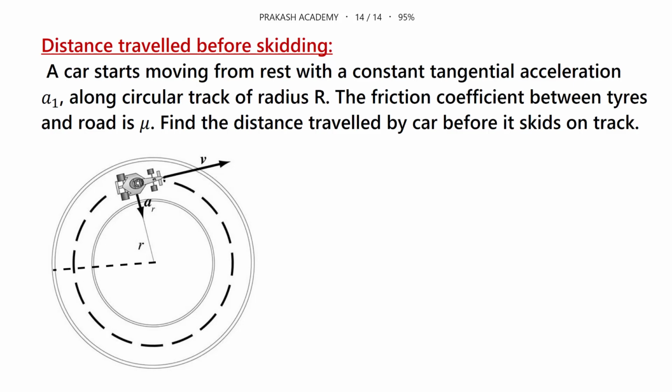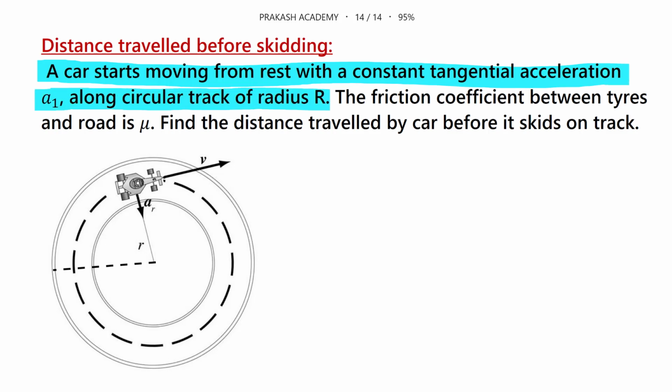Hello friends, in this video I will illustrate how you can find the distance traveled before skidding when a car is moving in a circular path with a constant tangential acceleration. The problem says a car starts moving from rest with a constant tangential acceleration a1 along a circular track of radius r. The friction coefficient between the tires and the road is given, and that is mu. We have to find the distance traveled by the car before it skids on the track.